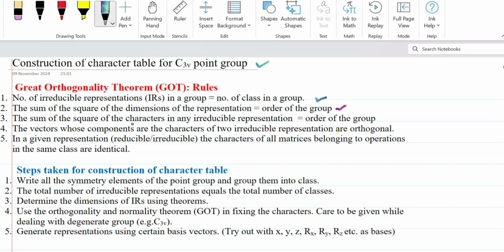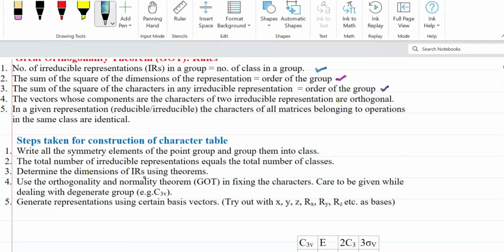The sum of the squares of the characters of any irreducible representation again will be equivalent to the order of the group. Then, to evaluate the characters of other irreducible representations, any two irreducible representations should obey the orthogonality condition. So these are the rules that were discussed elaborately in the previous presentation.